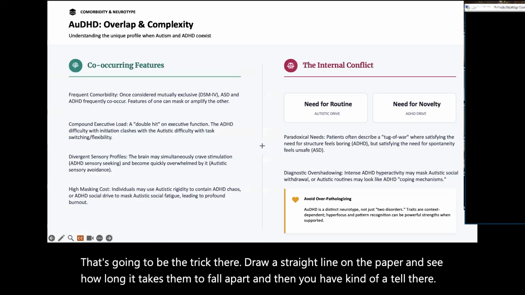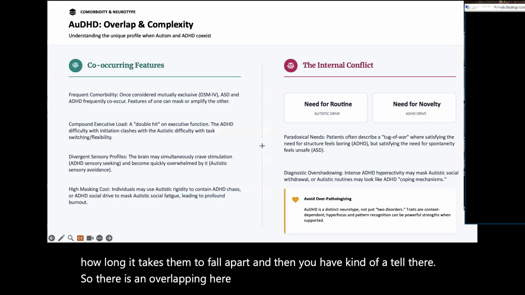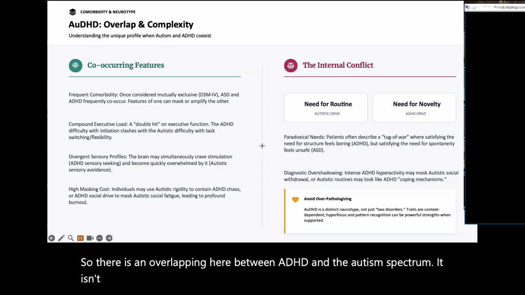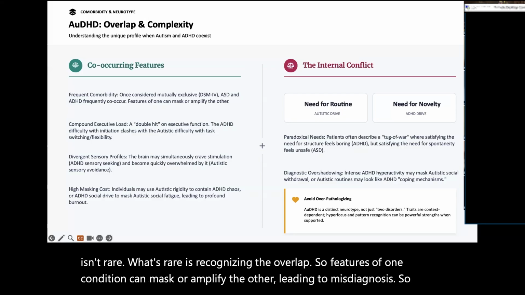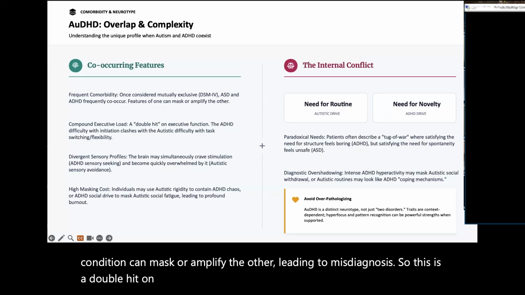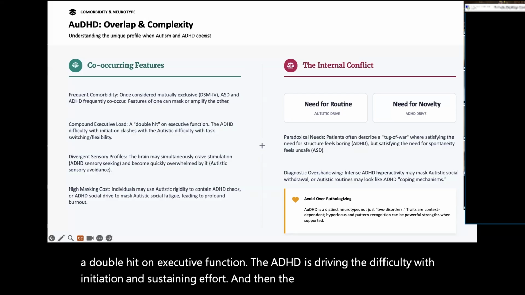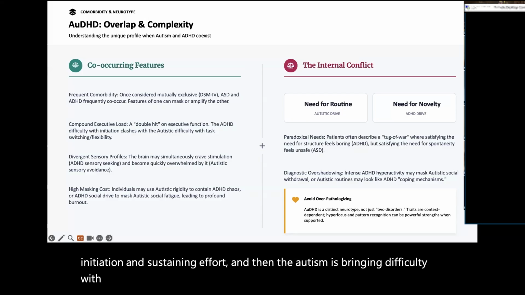So there is an overlapping here between ADHD and the autism spectrum. It isn't rare. What's rare is recognizing the overlap. So features of one condition can mask or amplify the other, leading to misdiagnosis. So this is a double hit on executive function. The ADHD is driving the difficulty with initiation and sustaining effort, and then the autism is bringing difficulty with flexibility and task switching. So the brain gets stuck and overwhelmed at the same time.